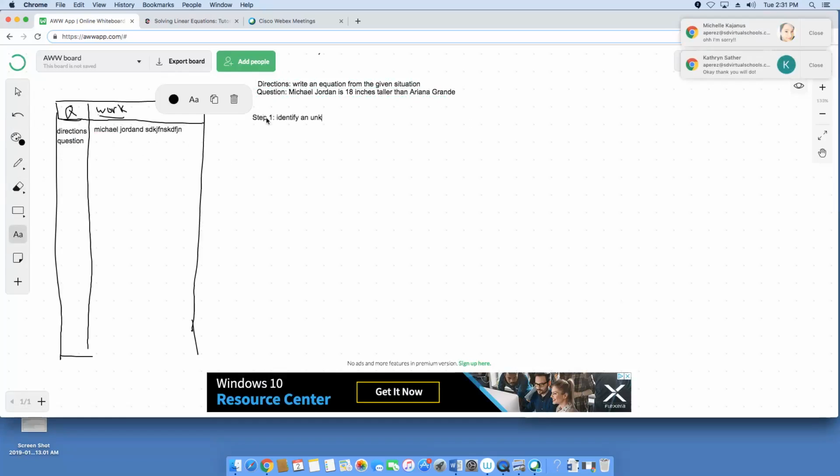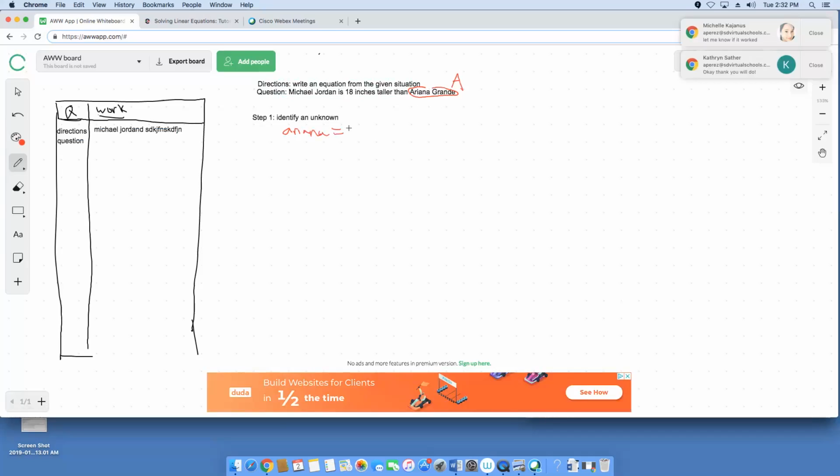Identify an unknown. And for these ones right now, it's going to be after. See how this is after this is, and that's just in this case right now. These are pretty simple real world situations. So our unknown right here is Ariana Grande. Michael Jordan is, and what is he? Well, he's 18 inches taller than Ariana Grande. We don't know how tall Ariana Grande is, so we can represent her with A. Ariana is A.